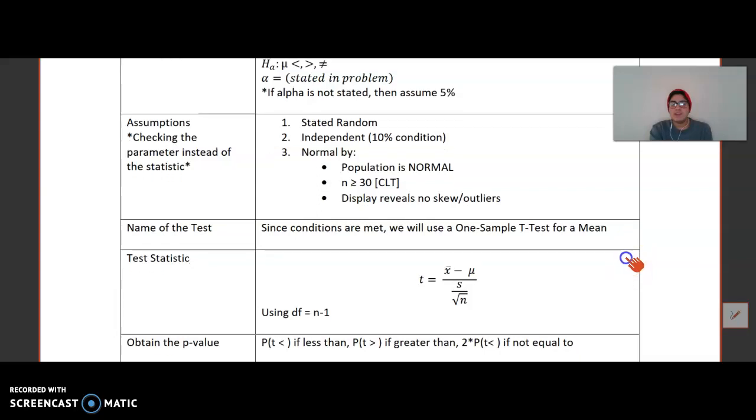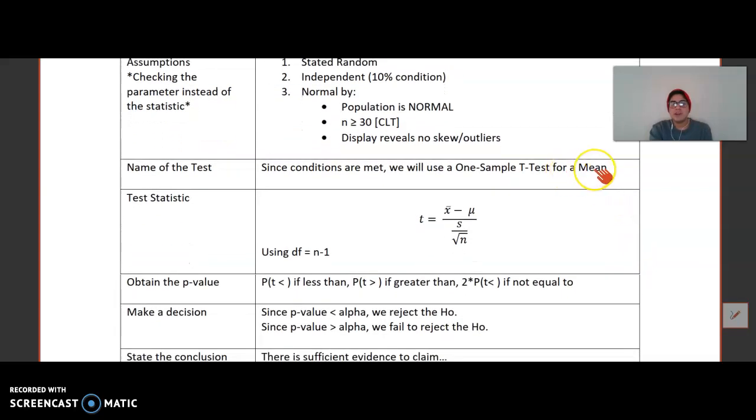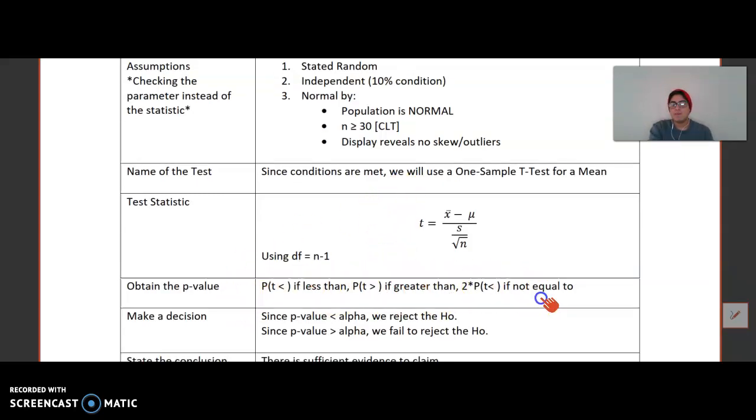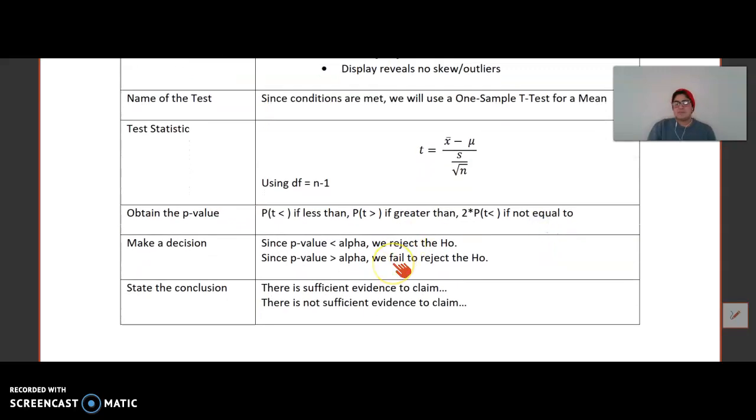If our conditions are met, we use a one sample t-test for a mean, and we will standardize our test statistic. We now do have to include the degrees of freedom because there's more variability in testing a mean. We'll obtain our p-value using one of our probability statements. And then I actually messed up on the inequalities here. Oh no, I fixed it.